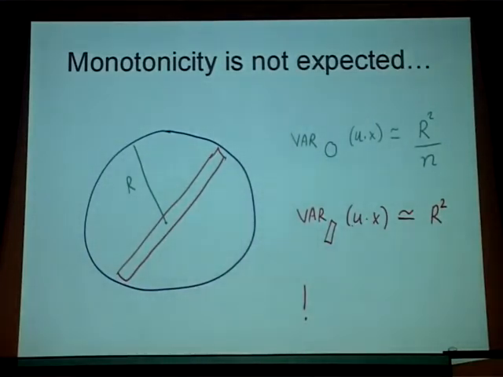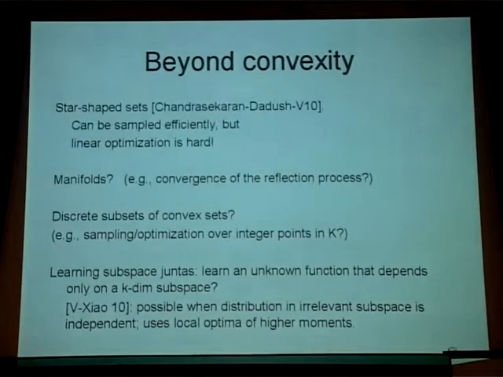For the whole ball, the variance is only about the radius squared divided by n, whereas for this bar, it's radius squared. So the fact that it goes down in every direction for Gaussian space is not something you would expect. Okay, so this is the last slide.